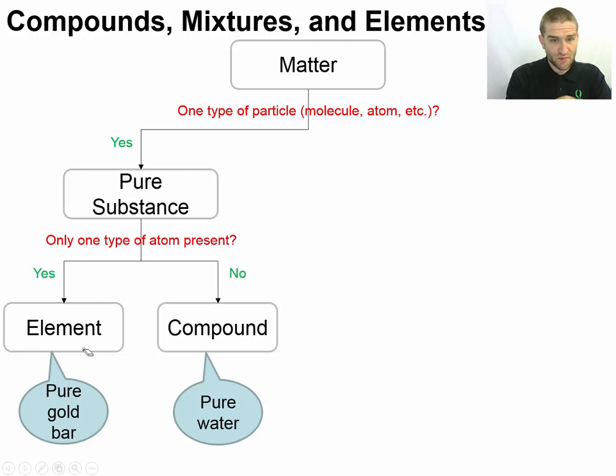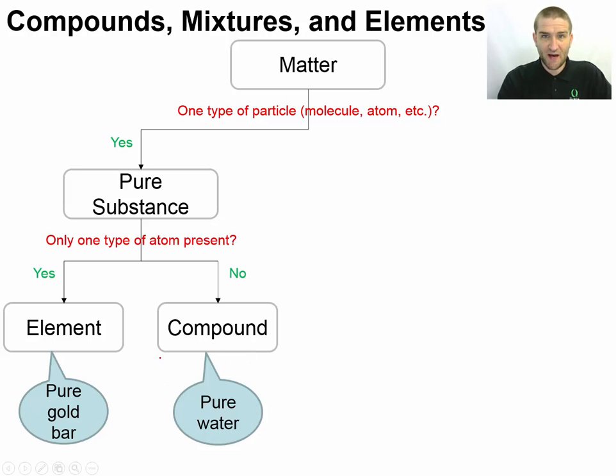You can see right here. Now, if it has multiple elements present inside, like hydrogen and oxygen inside of pure water, then it's going to be called a compound. So an element, another example of that would be a pure gold bar. For a compound, a good example of that's going to be pure water.